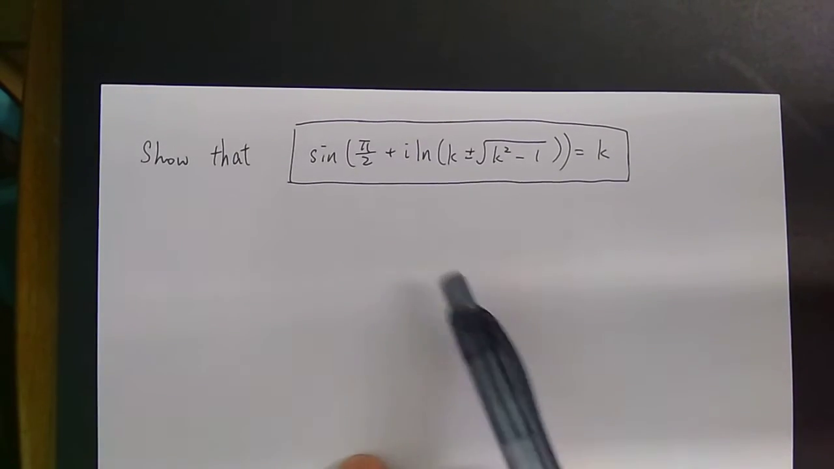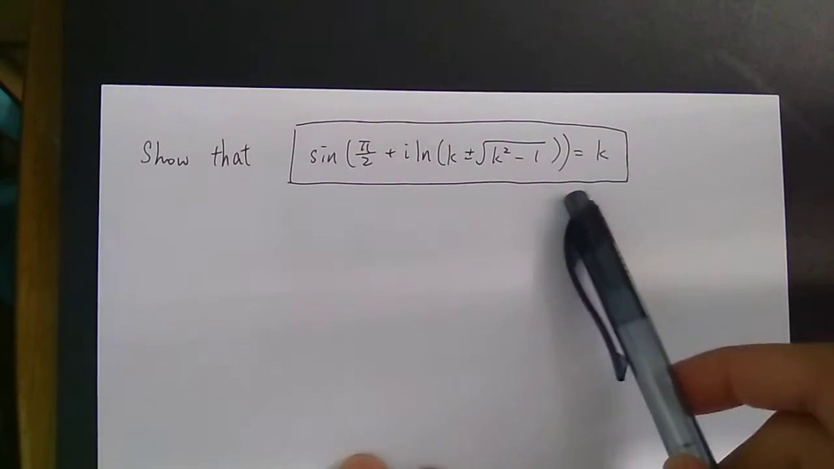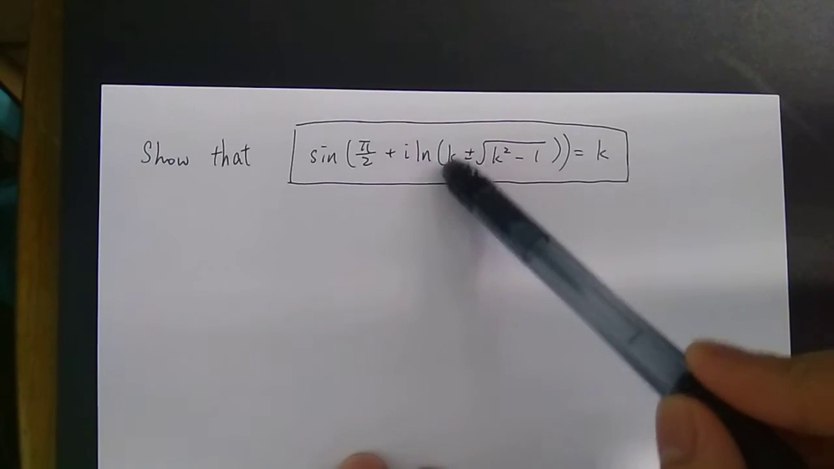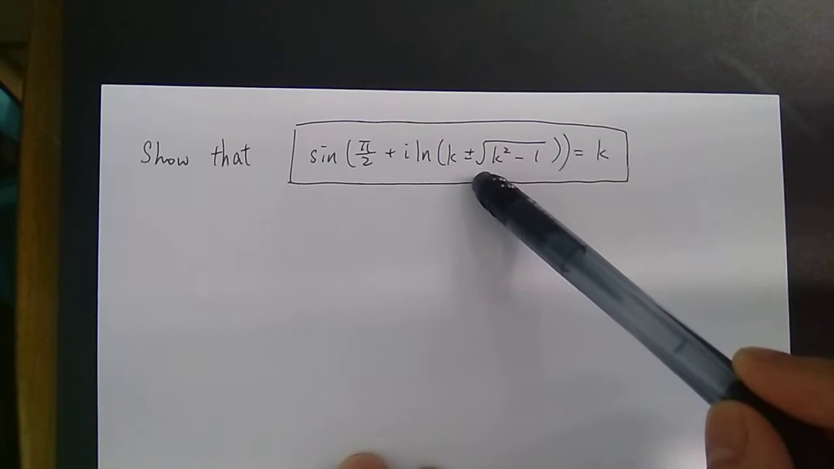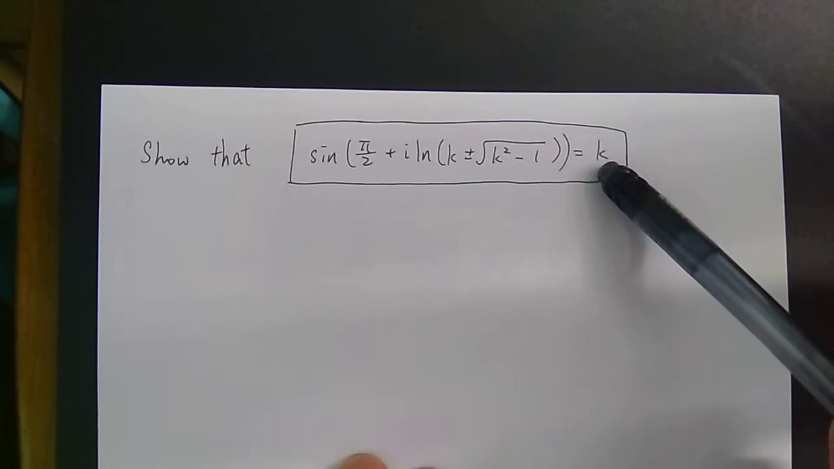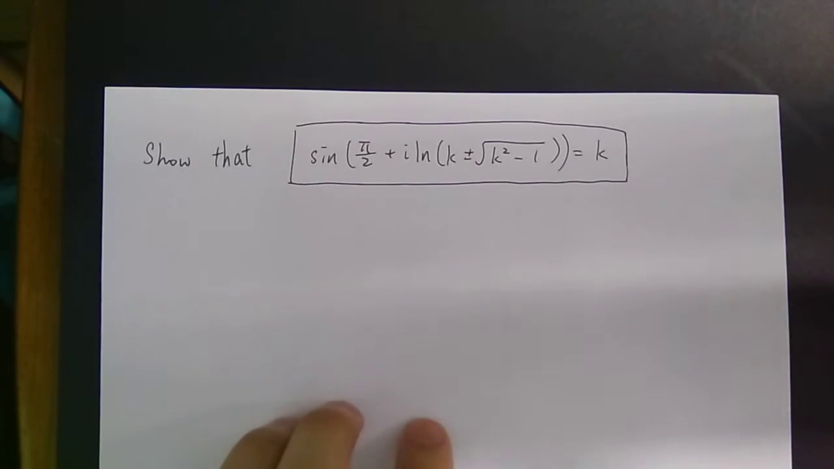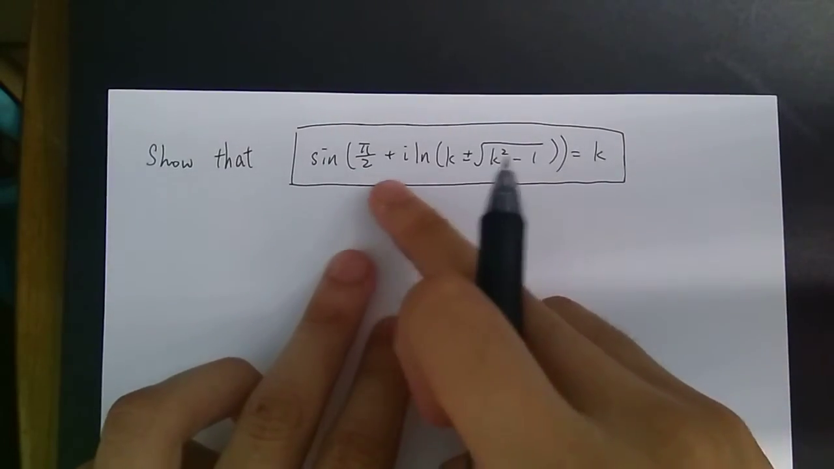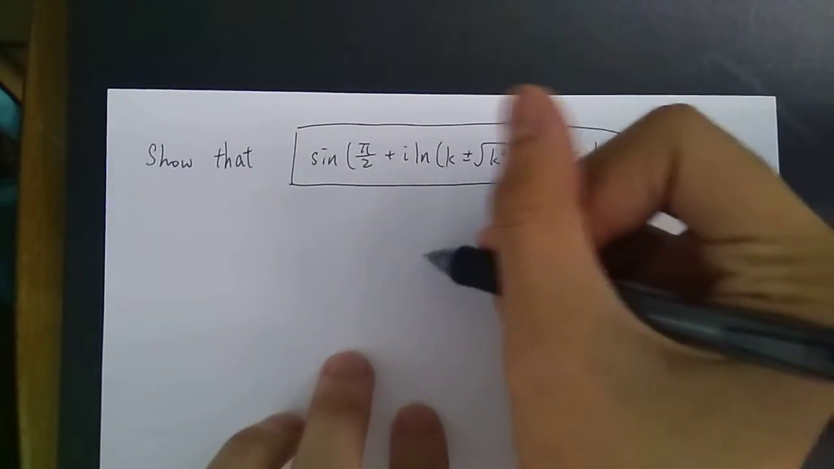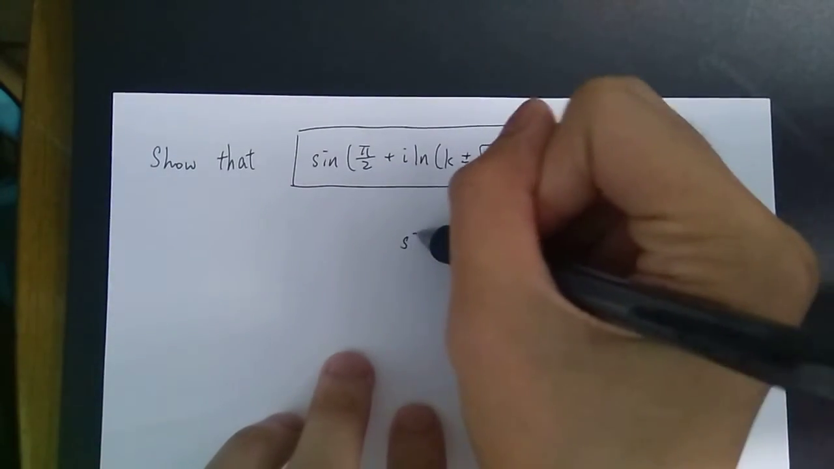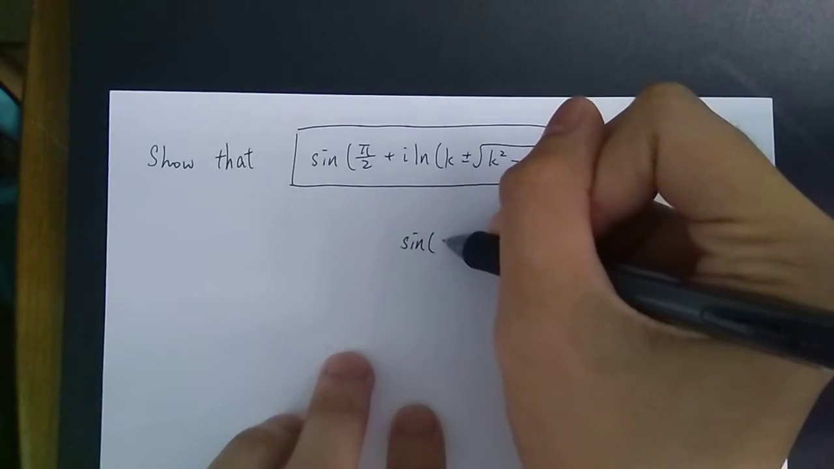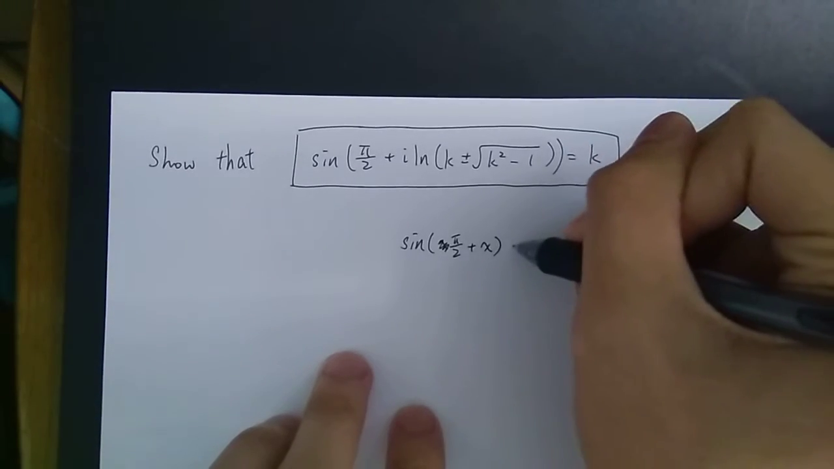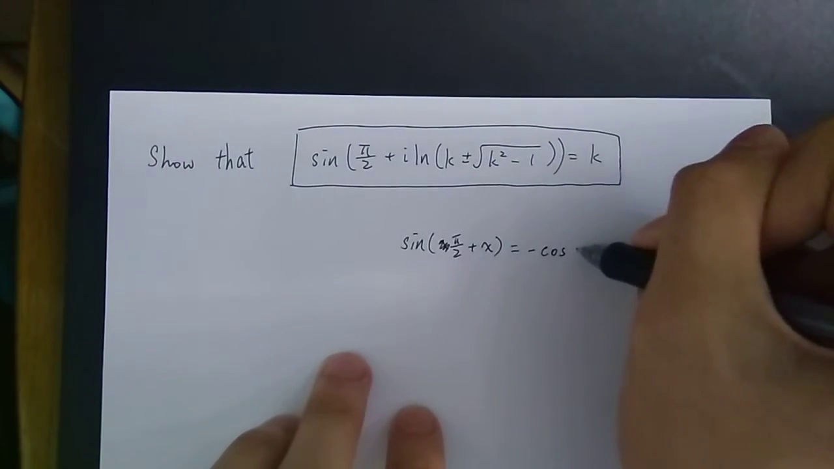So today, we're going to prove that this identity is true: sine of pi over 2 plus i natural log of k plus or minus square root of k squared minus 1 equals k. So, let's get started. We can see that here is pi over 2 plus something, and therefore should we use this trick property that sine of pi over 2 plus something equals negative cosine of something?